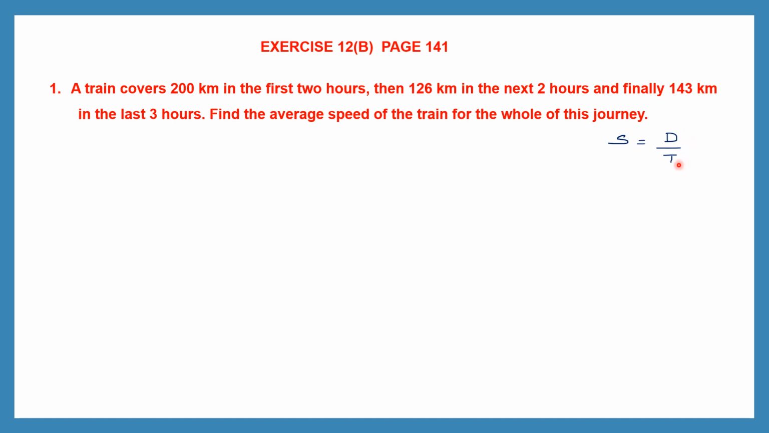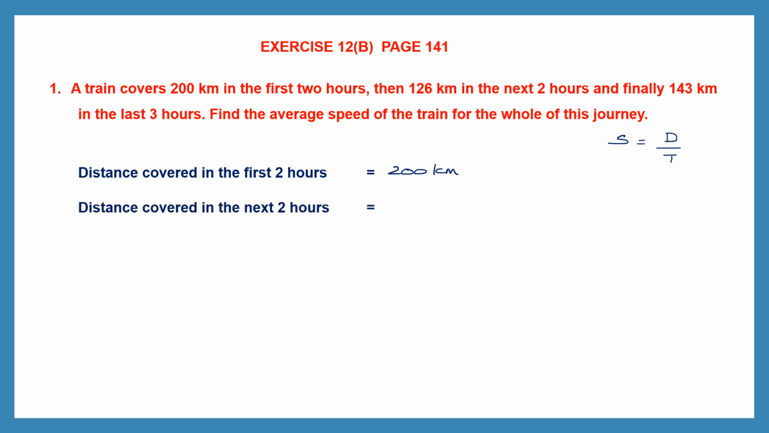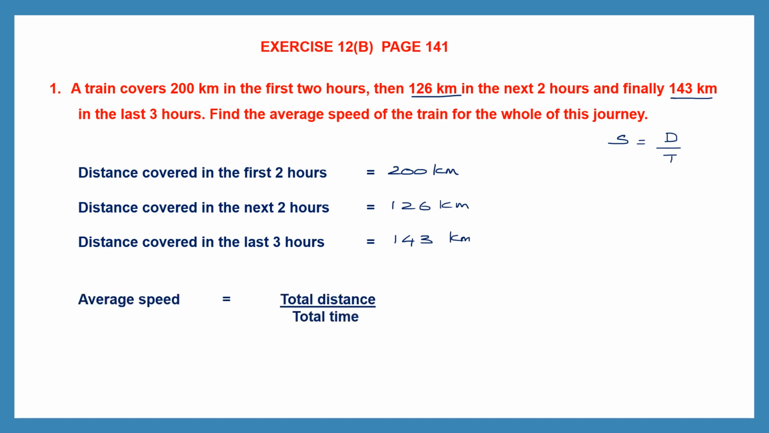So first thing, let's write down what is given to us. Distance covered in the first 2 hours is given to us. It is 200 kilometers. So let's write that, 200 kilometers. Then the distance covered in the next 2 hours is also given, 126 kilometers. Then the distance covered in the last 3 hours is given, 143 kilometers. Now what do we have to find out? Average speed.